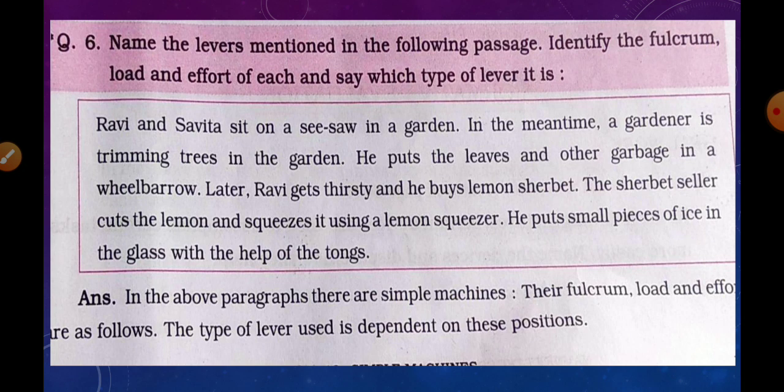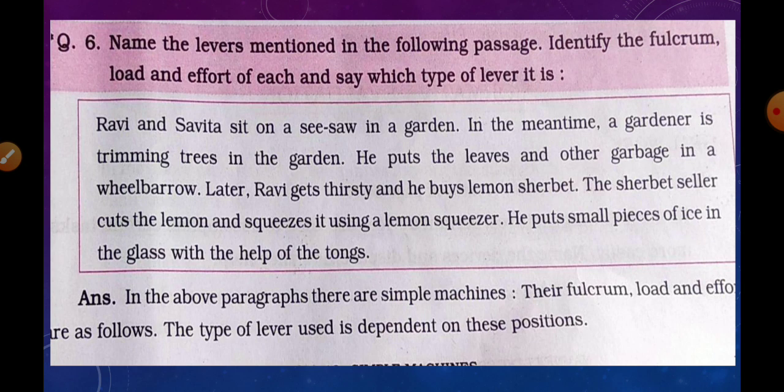See here, I am going to read the passage. Listen carefully, all of you. What machines are here? You have to find it out. What simple machines are given here? Ravi and Savita sit on a seesaw in a garden. In the meantime, see here, which is the simple machine in this first sentence? Seesaw.